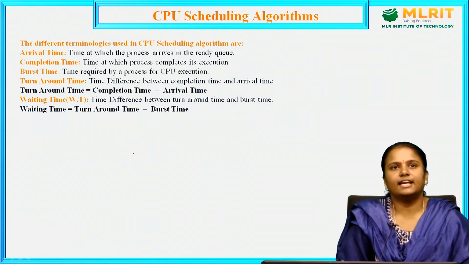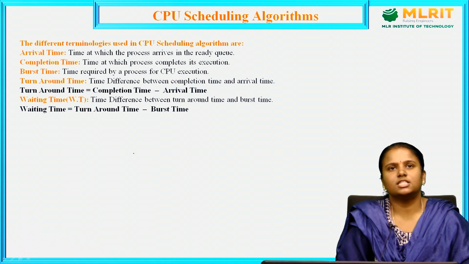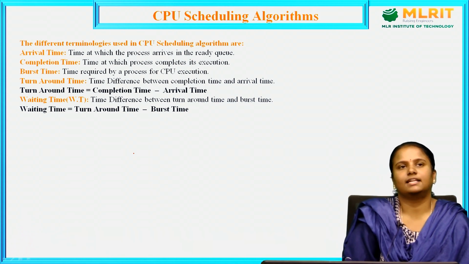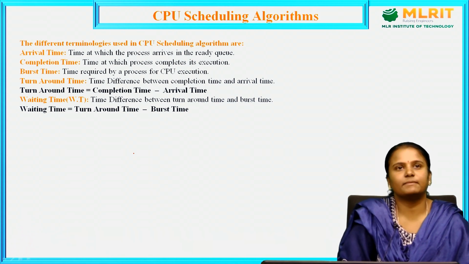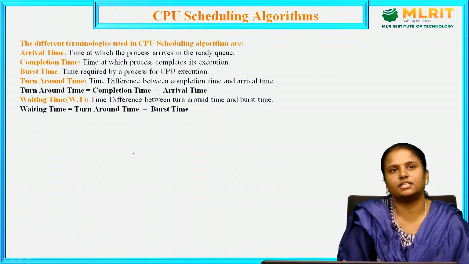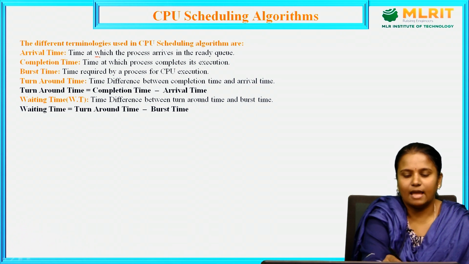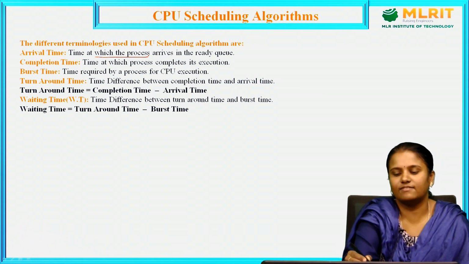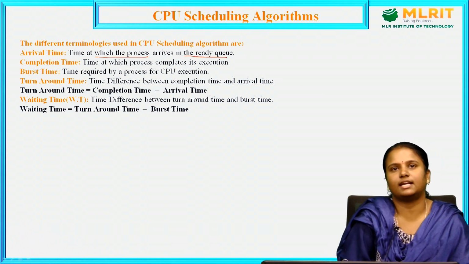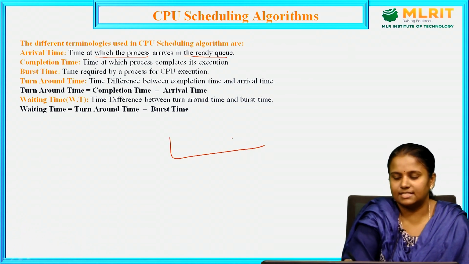Next, what are the different terminologies used in CPU scheduling algorithms? They are arrival time, completion time, burst time, turnaround time and waiting time. These are the terminologies we are going to see. First, arrival time. What is arrival time? It is the time at which the process arrives in the ready queue.